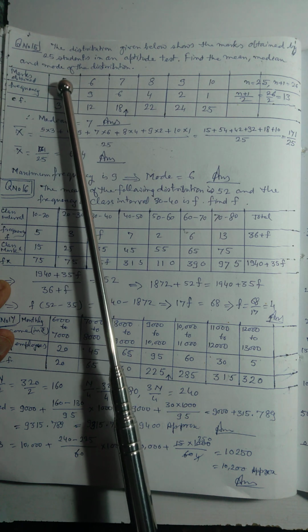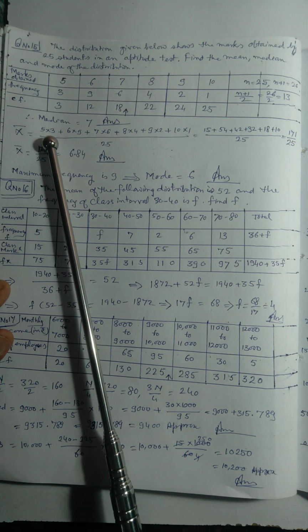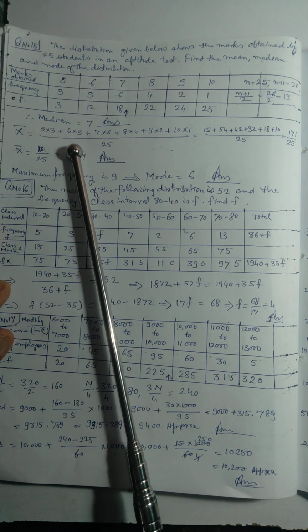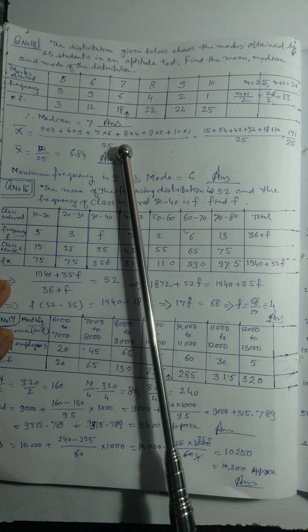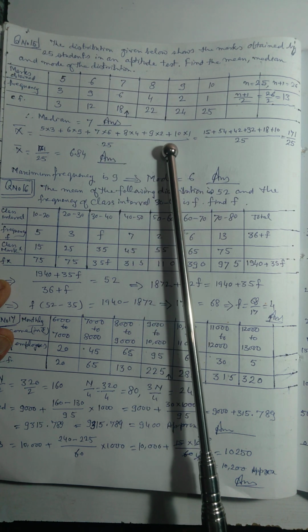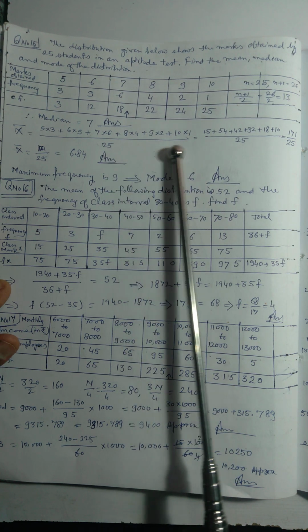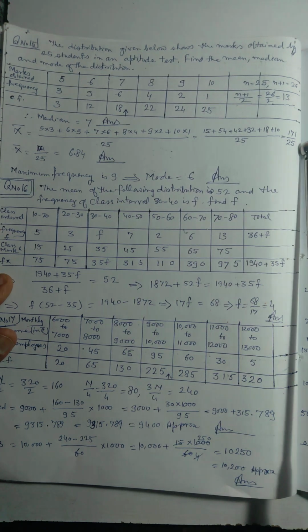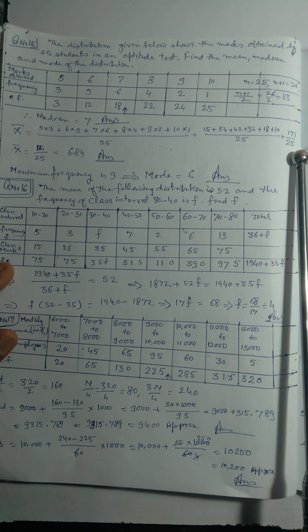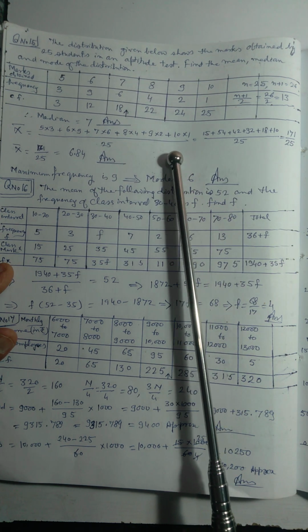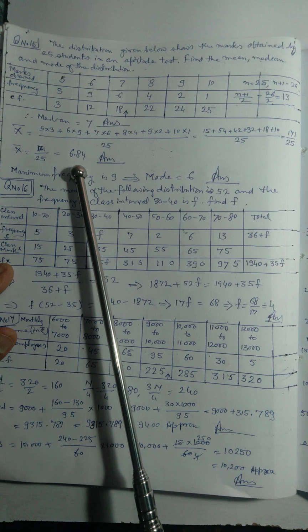So you see the 5 into 3, f into x, that is 5 into 3, 6 into 9, 7 into 6, 8 into 4, 9 into 2, plus 10 into 1, whole divided by n, that is 25. So 171 divided by 25, it will be equal to 6.84.